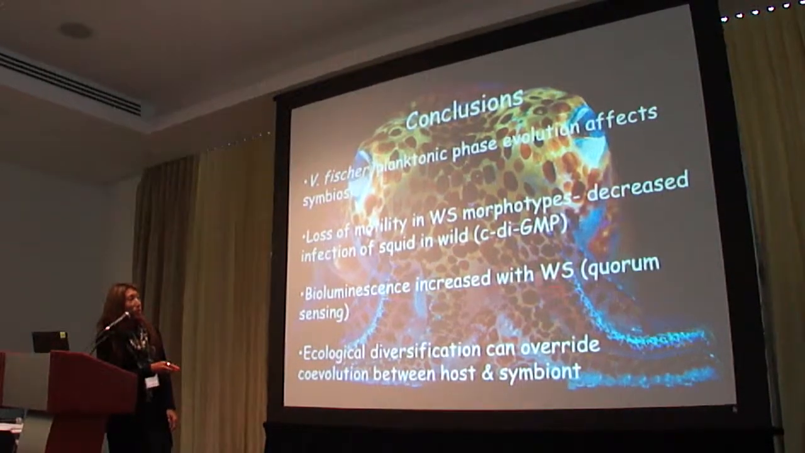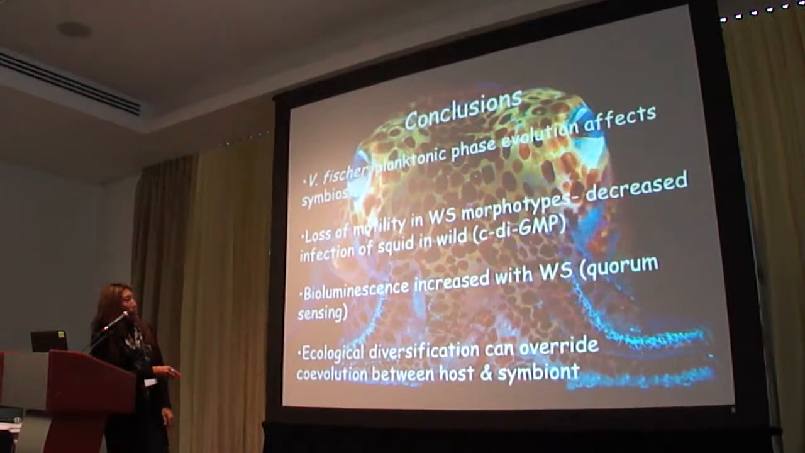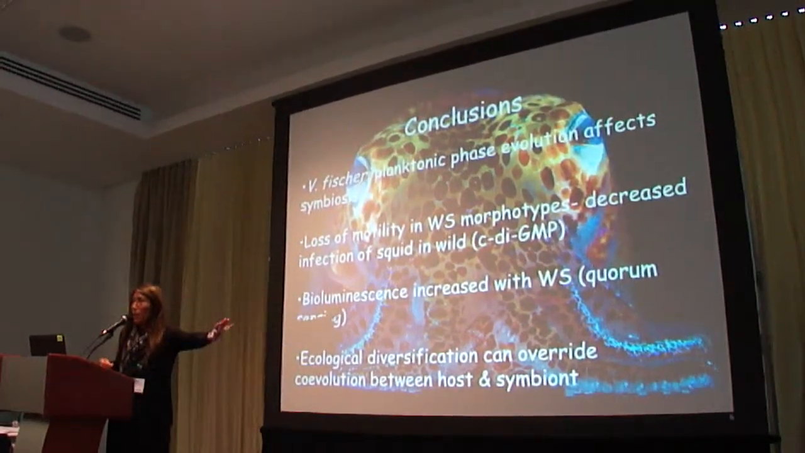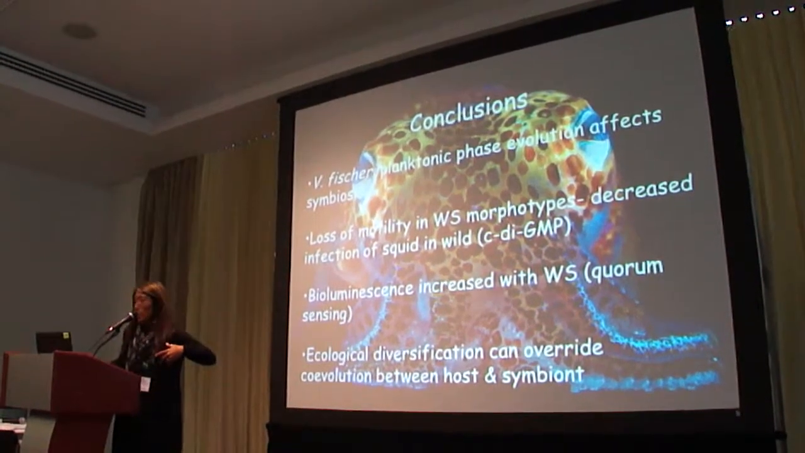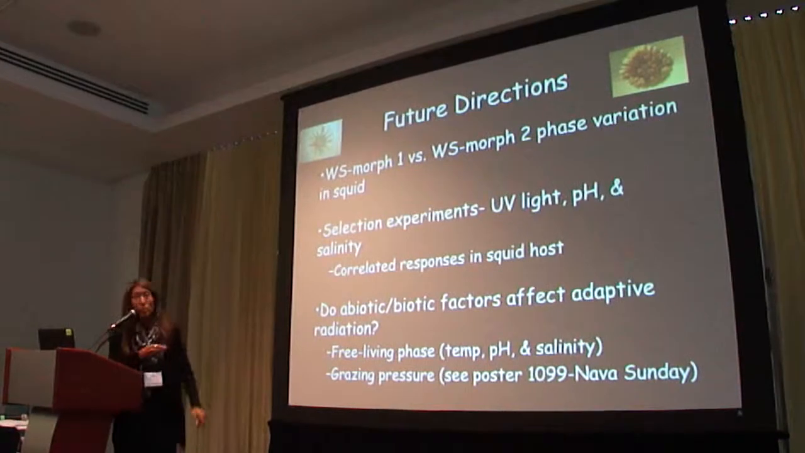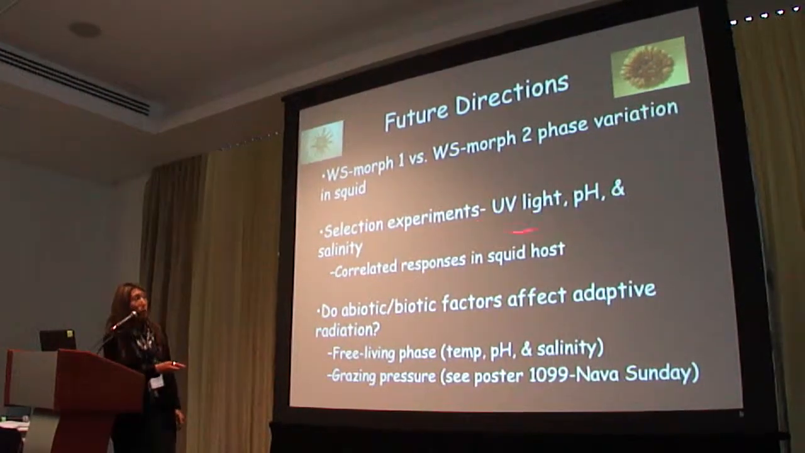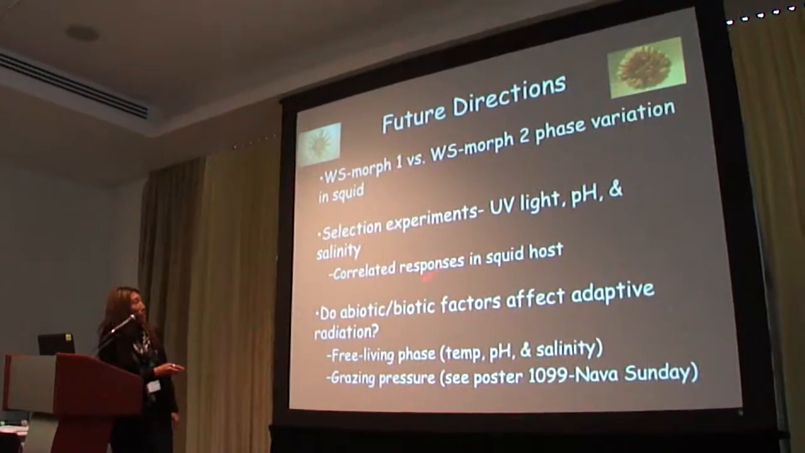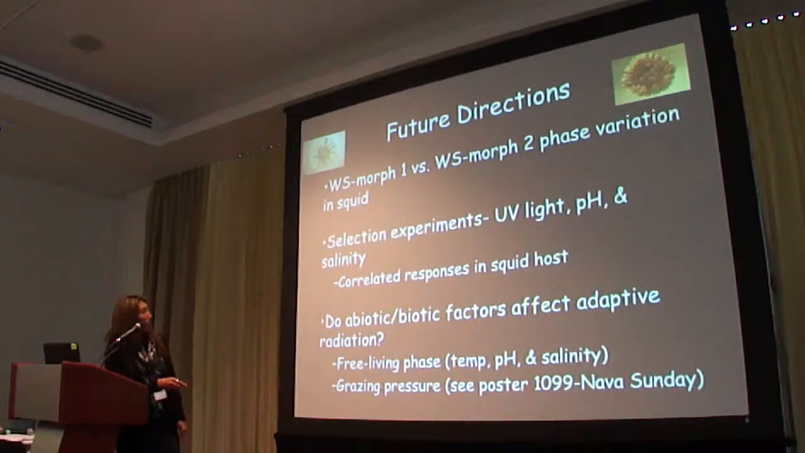Bioluminescence increased within the wrinkly spreaders, and we know biofilm also induces quorum sensing, and that ecological diversification can override coevolution between hosts and symbionts. So what's happening in the environment, especially in environmentally driven symbioses, can also affect what happens later on inside the squids. So in the future, we're going to look at different morphs. We're doing some selection experiments right now with lots of different variations of abiotic factors like UV, pH, and salinity. And then again, we're going to look at abiotic and biotic factors, how they affect adaptive radiation.